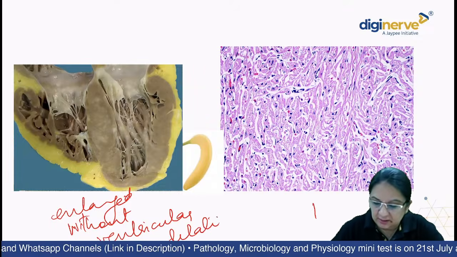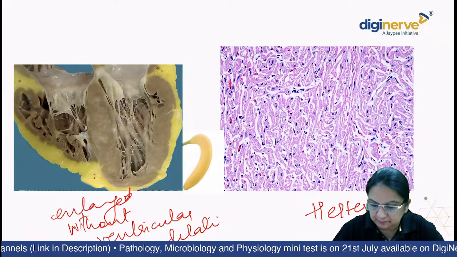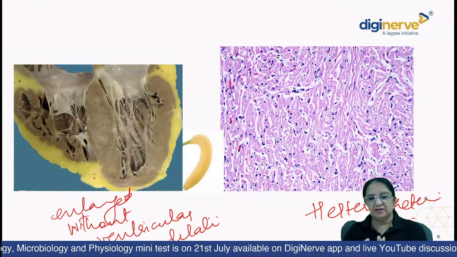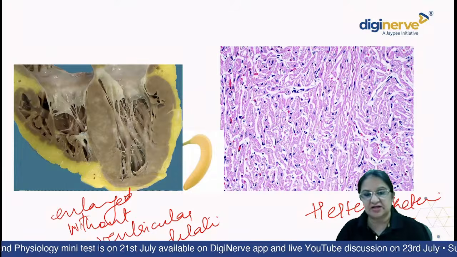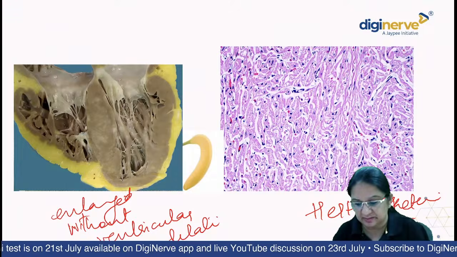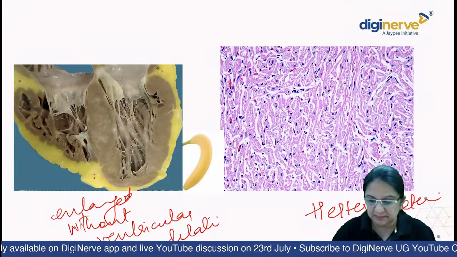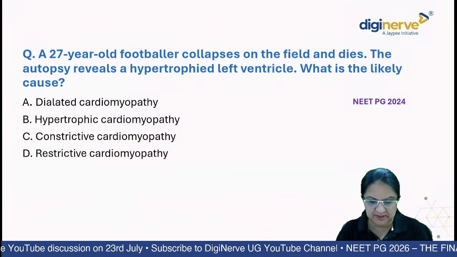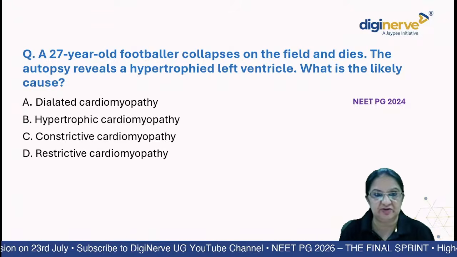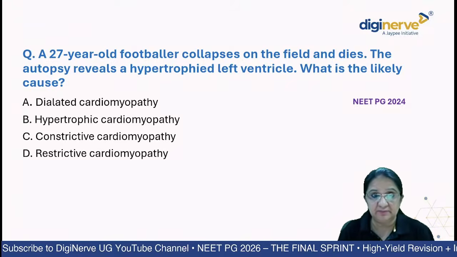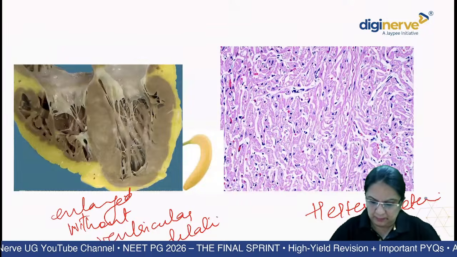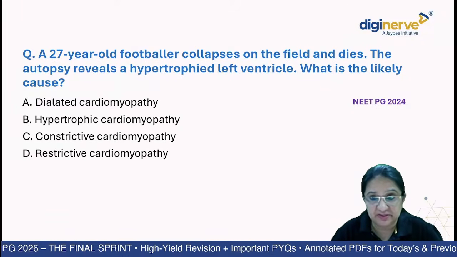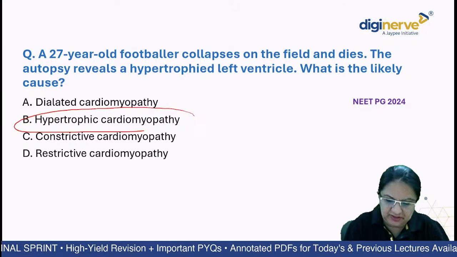Okay, then helter-skelter appearance. That is, the myocardial myocytes are arranged in a helter-skelter, haphazard manner. Myofiber disarray, right? Okay. Then I've already told you, a 27-year-old patient, a footballer, collapses on the field and dies. Hypertrophied left ventricle. It is hypertrophy. They're not talking about the dilatation. Hypertrophied left ventricle. What is the answer here? It is your hypertrophic cardiomyopathy.